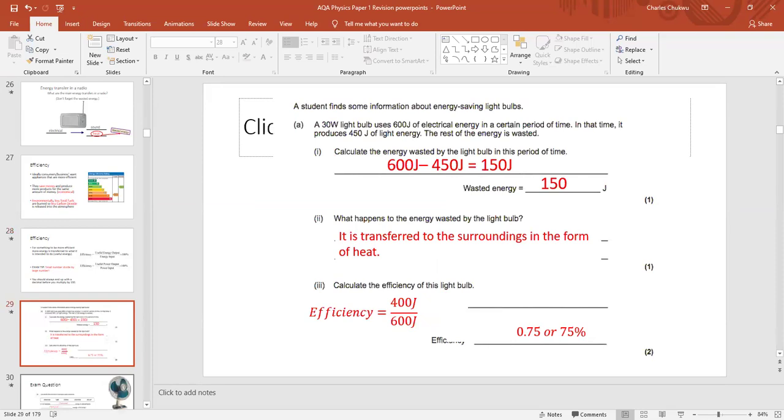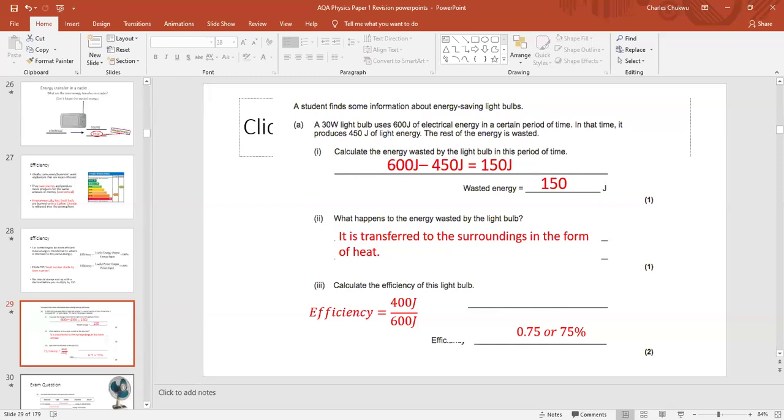And so this is an example of questions that can come on efficiency.